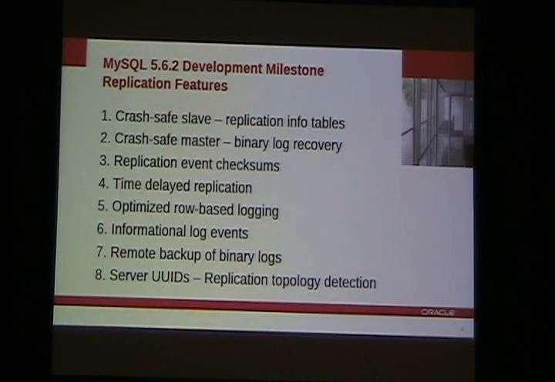Okay. So for the 5.6 development milestone release, for future GA releases, we have put these features into the 5.6, so you can download this and try it out. We have crash safe slave, so it's better protection if the slaves crash. We save information transactionally about how far they've gone in replication. We have a crash safe master, so that if there is any problem with the master, it will recover correctly from the binary log. These features will make 5.6 even more reliable than previous MySQL releases.